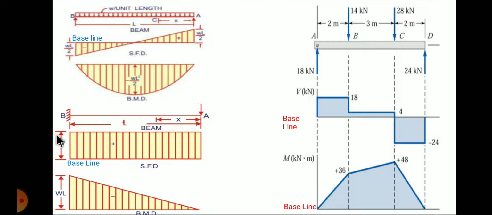Now for the cantilever beam, the bending moment at the free end. This is the cantilever beam, it is fixed at one end and free at the other end. At point A, that is the free end, the bending moment will always be equal to zero. Here you can see in the bending moment diagram, at point A the bending moment is zero, at point B the bending moment is W into L.